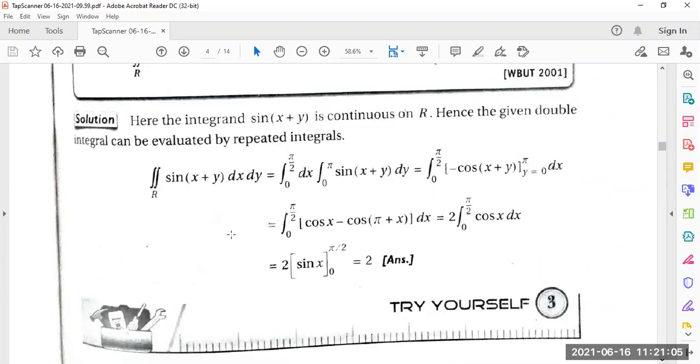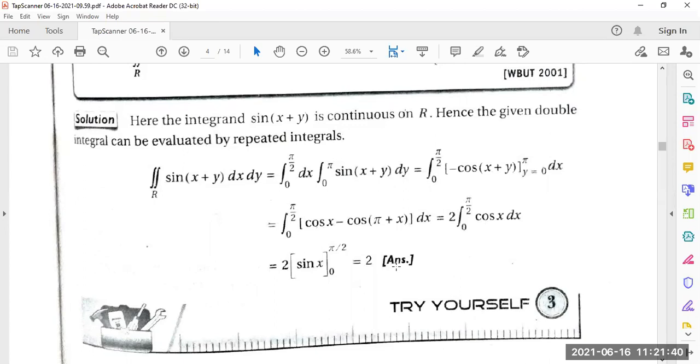Look at here, sine of (x plus y), it can be written that at first we are taking dx, so we are taking the limit of x 0 to pi by 2, and next we are taking y, it is 0 to pi. So integration of sine of (a plus x) is equal to minus cos of (a plus x) with y equal to 0 to pi. Now put it here, we got the value of this cos x minus cos (pi plus x). Now we have to make this integration with respect to dx. We got this one, and after cos it is coming sine pi by 2. It is coming 2. Was it clear?